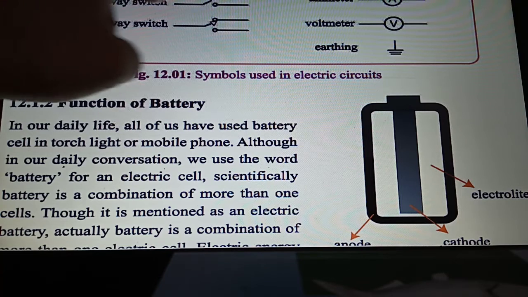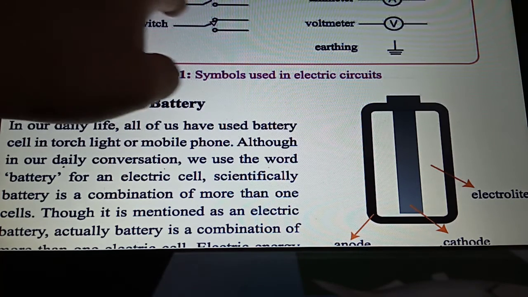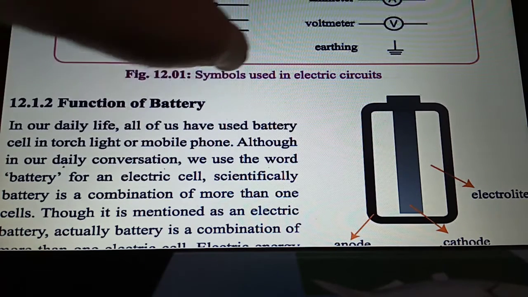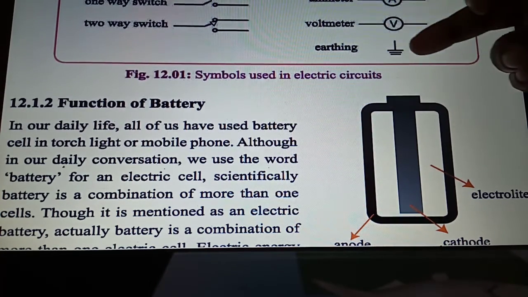Then this is another wire, this is not connected. Then one-way switch, this is a switch, one-way switch, this is a two-way switch, and this one is galvanometer, this one is ammeter. See, galvanometer G, ammeter A, and voltmeter V, and this one is earthing.